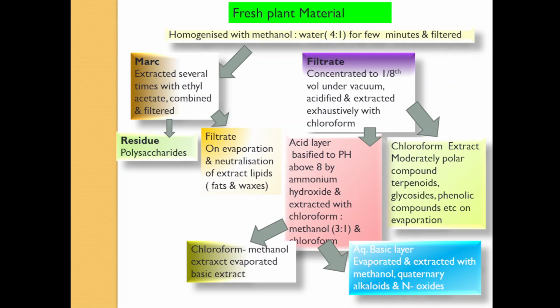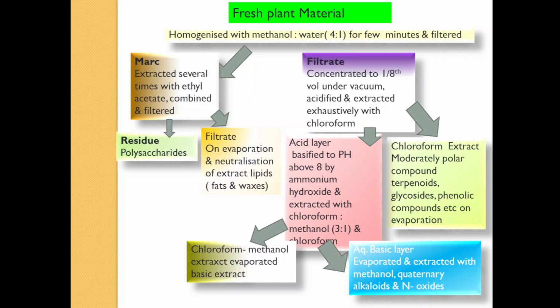So it is concentrated to 1/8 of the complete volume, and after that acidification is done by concentrated H2SO4 or HCl, then it is extracted with chloroform. After extraction with chloroform, it will produce two layers. One layer is the chloroform extract and another layer is the acid layer.